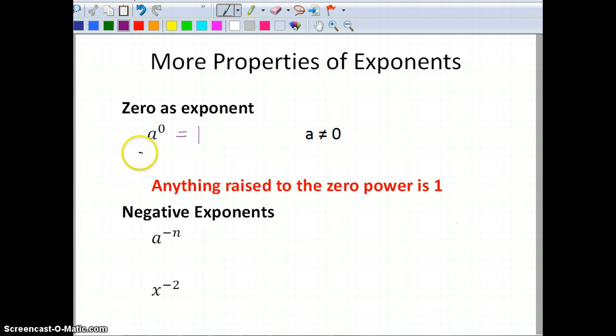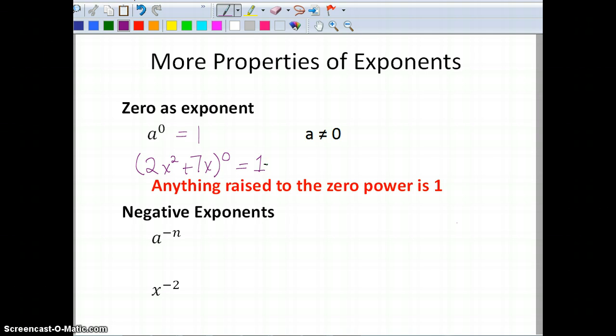Another thing I could have is parentheses 2x squared plus 7x to the 0 power. That's 1. So anything raised to the 0 power is going to give you 1.